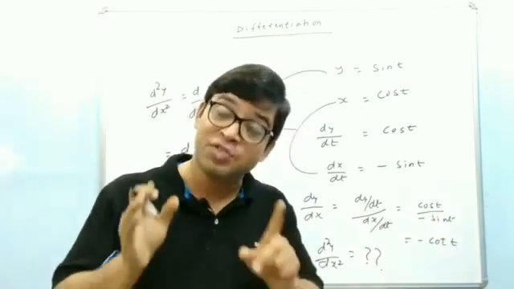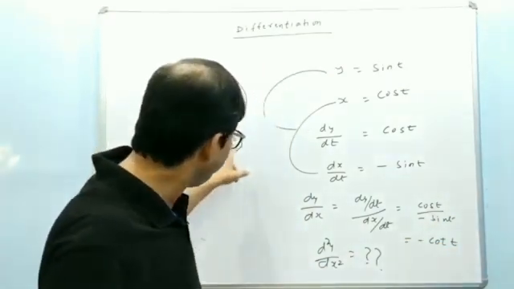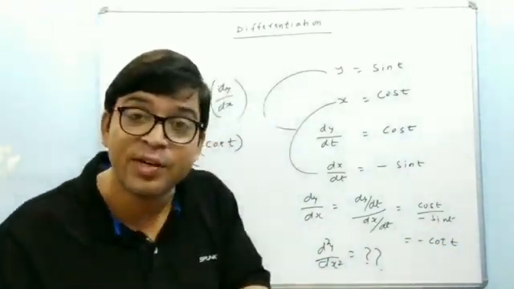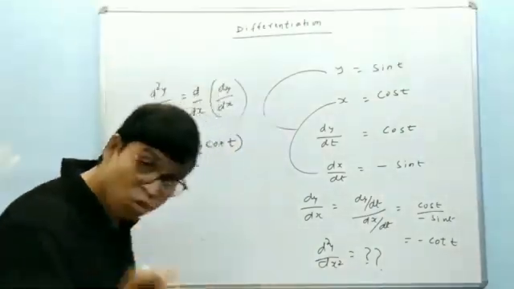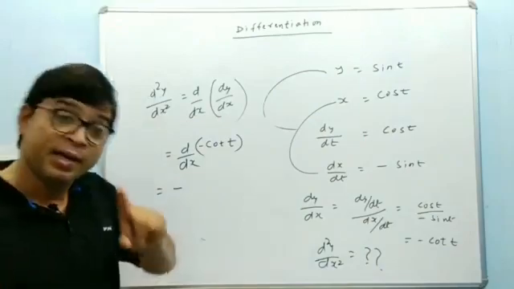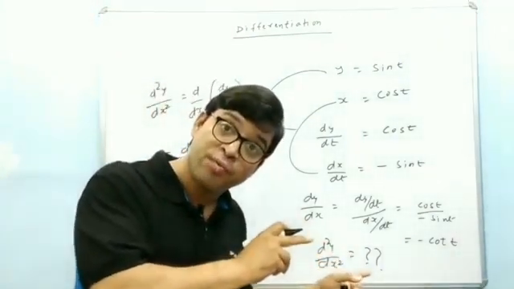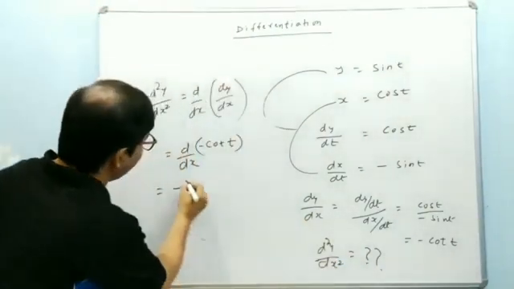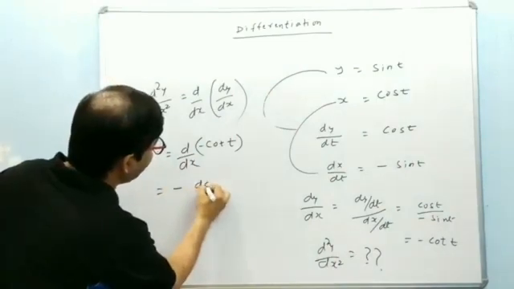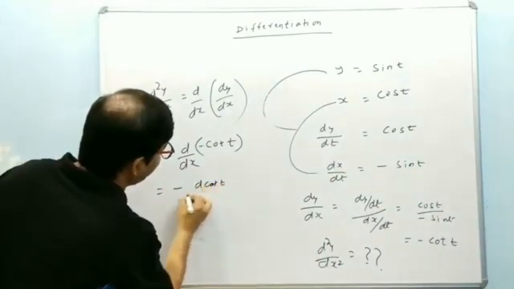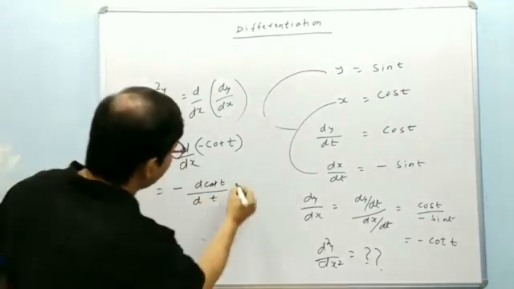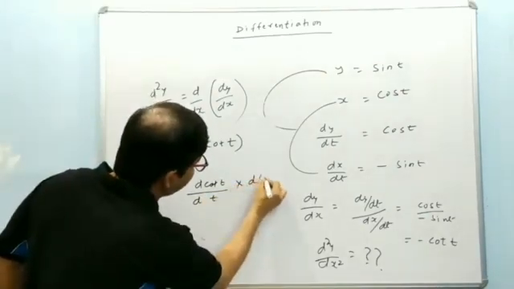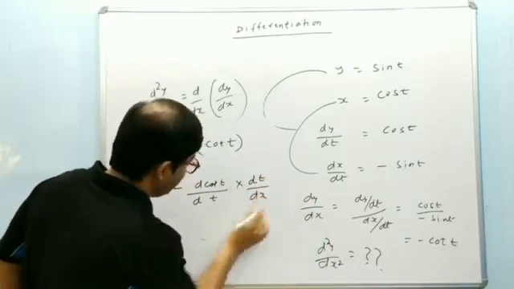Because the basic chain rule says cot t is to be differentiated with respect to t only, then only it will give the result. So you need to make the arrangement. Again, remember the chain rule, very important. So minus, I am taking common, d cot t with respect to dt, I have written my own. So to balance it out, dt here and dx.